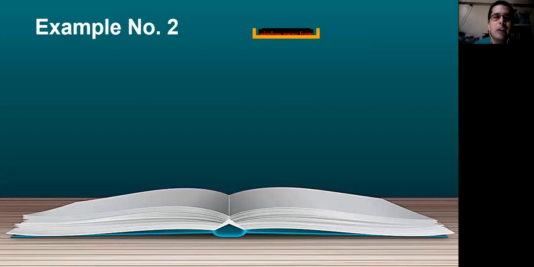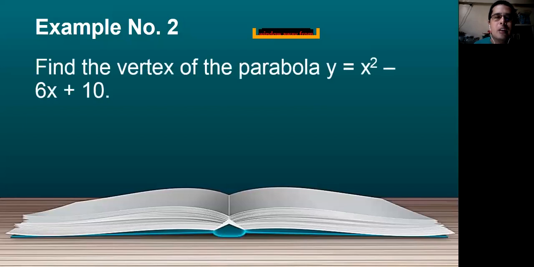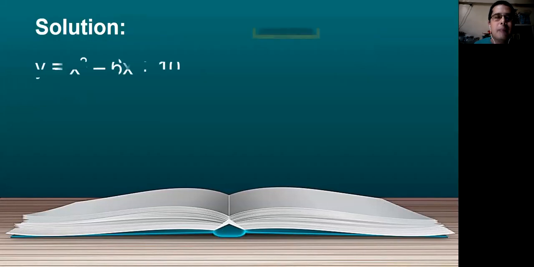Okay, let's have another example. We're going to find the vertex of the parabola y equals x squared minus 6x plus 10, by using the same process in determining the vertex form of a quadratic function. For the solution, I'm going to rewrite the equation here: y equals x squared minus 6x plus 10.